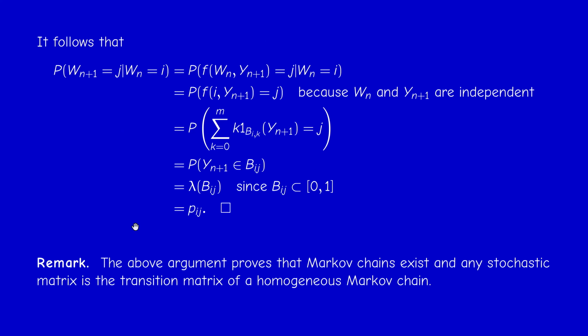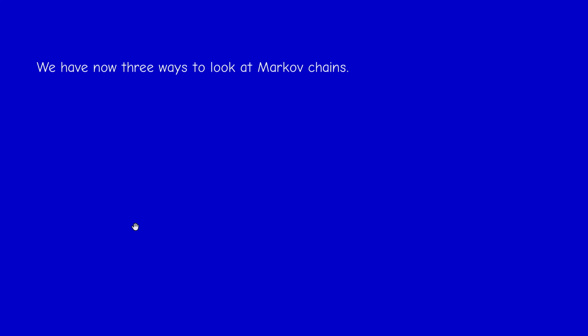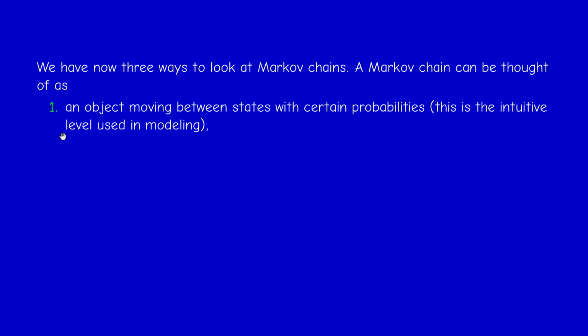So now, to summarize, we have three ways to look at Markov chains. The first is the intuitive point of view that we started with by talking about snakes and ladders. A Markov chain is just an object moving between states with certain transition probabilities. This point of view is very important, because it permits modeling of a situation as a Markov chain. This is the easiest way to think of Markov chains, and it's very simple. So don't be afraid of the machinery that we are trying to develop. Basically it's something very simple.